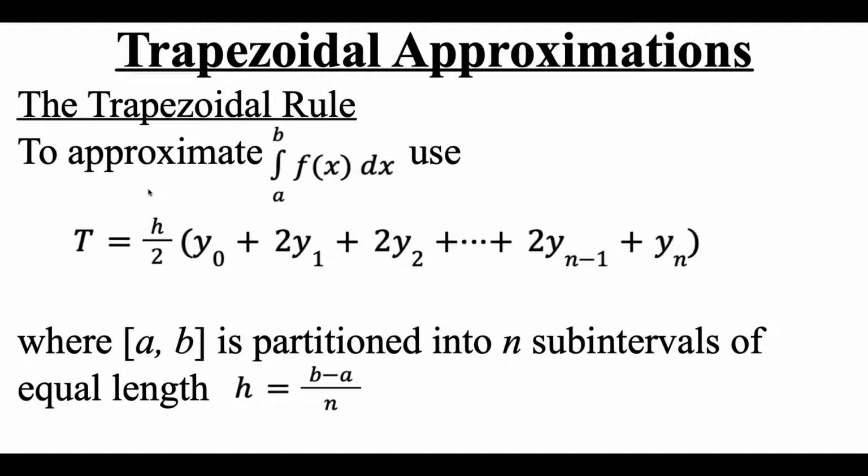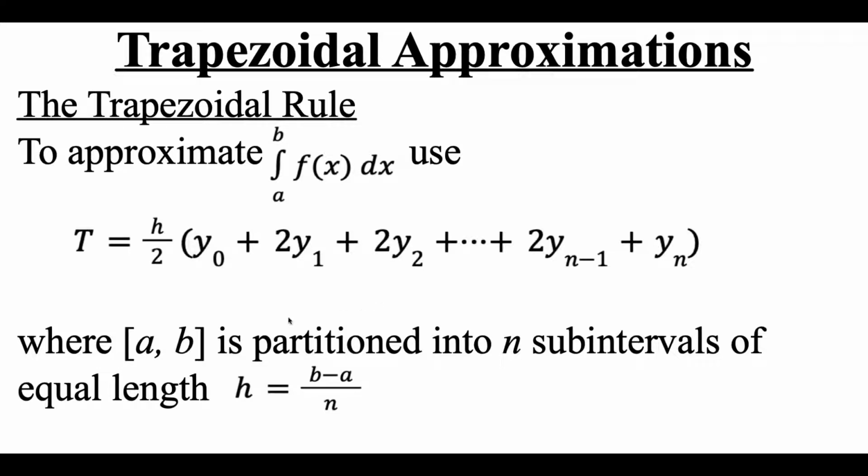So there's this thing called the trapezoidal rule. If we're trying to approximate an integral of some function from a to b, then the formula we're going to use says T equals h over 2 times a whole bunch of y values. Now notice the first y value and the last y value don't have any multipliers in front of them, but all of the middle y values have a 2 multiplier in front of them.